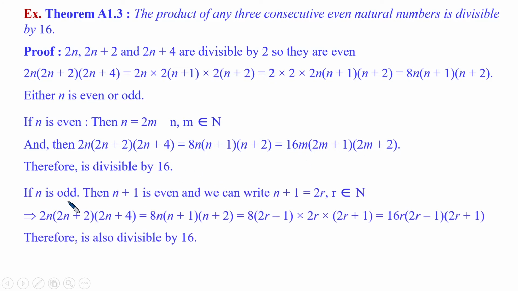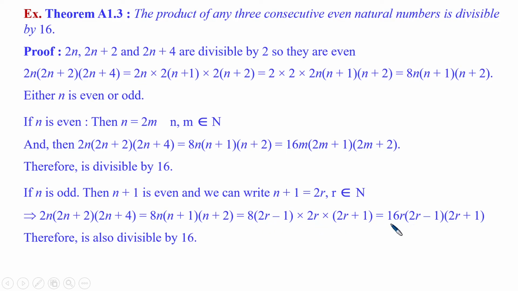Similarly, if n is odd, then n plus 1 is even, and we can write n plus 1 is equal to twice r, because it's even. Any number if you multiply by 2 becomes even, as I said, whether it is odd or even. So r belongs to N. So I can write again the same thing here, and here I can write 8n, n is 2r minus 1, I substitute here. Then this n plus 1 is equal to 2r, I write here 2r, and this n plus 2 is 2r plus 1, I write here.